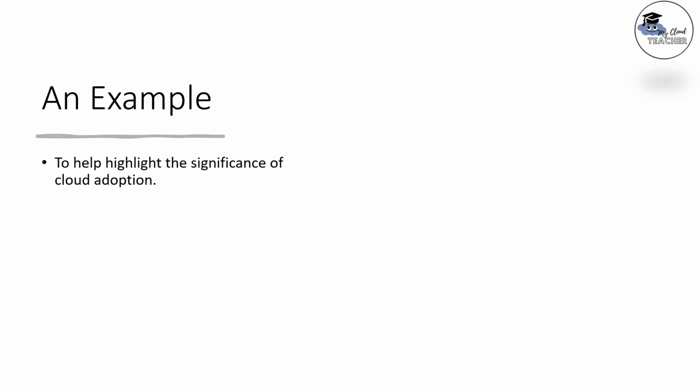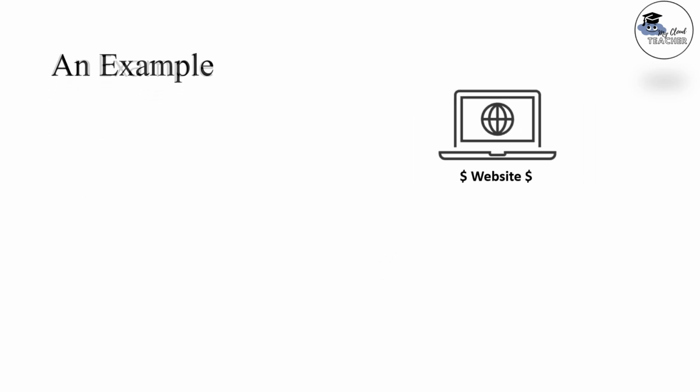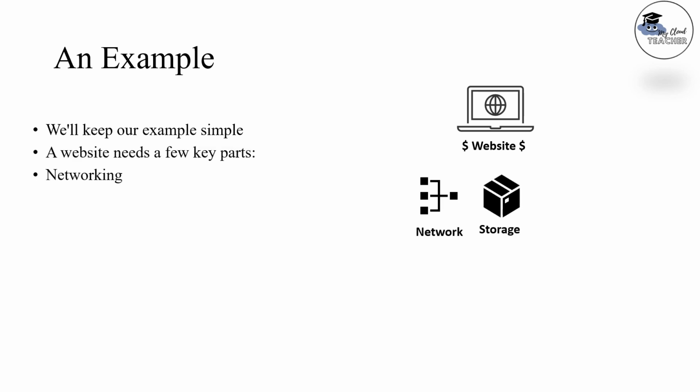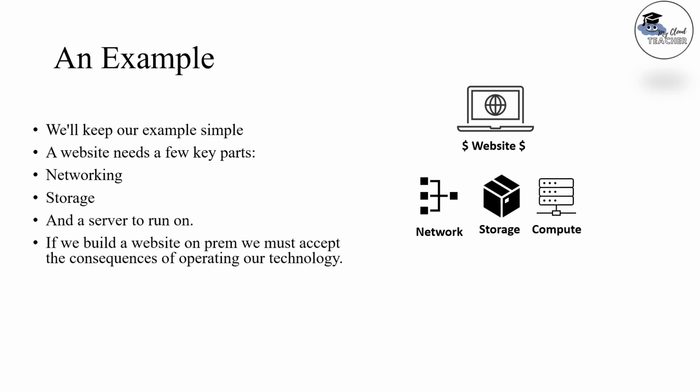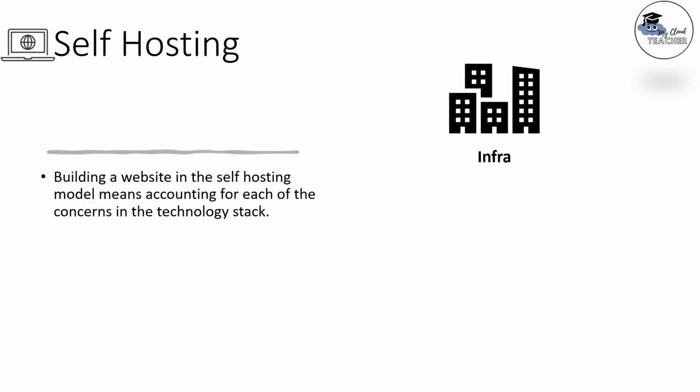To help highlight the significance of cloud adoption, we'll explore a classic use case: the need for a website. We'll keep our example simple. A website needs a few key parts: networking, storage, and a server to run on. If we build a website on-prem, we must accept the consequences of operating our technology. Building a website in the self-hosting model means accounting for each of the concerns in the technology stack.